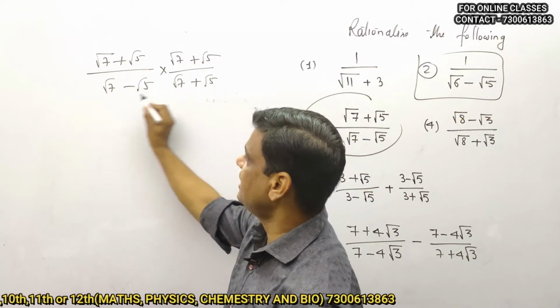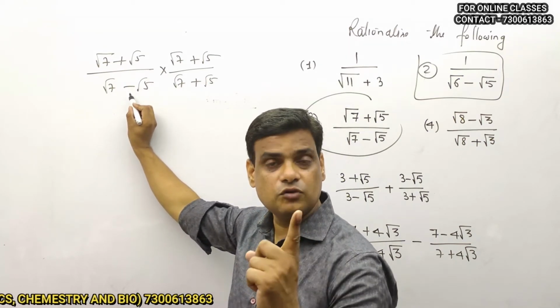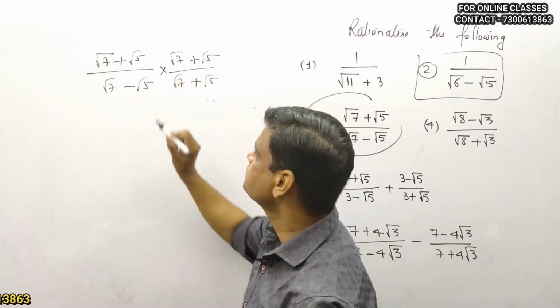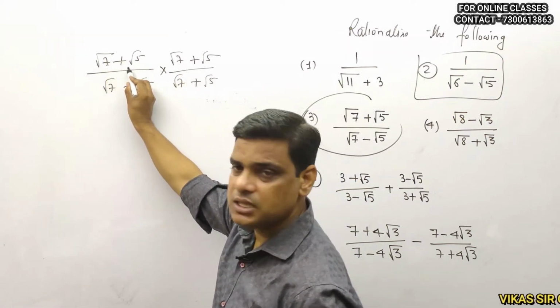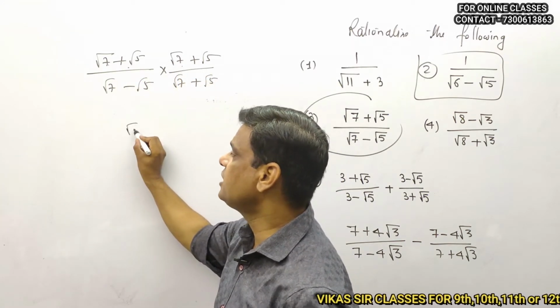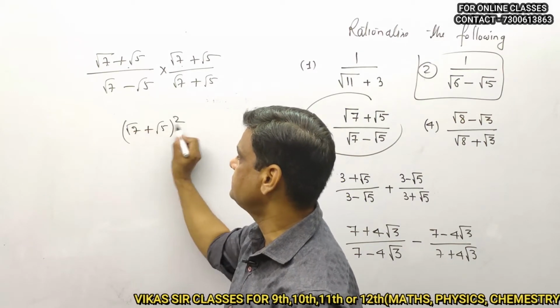You see the sign over here in the denominator is minus. Then we have to multiply the numerator and denominator by the plus sign. Okay. Now this is a plus b and this is also a plus b. So a plus b into a plus b is a plus b whole square.